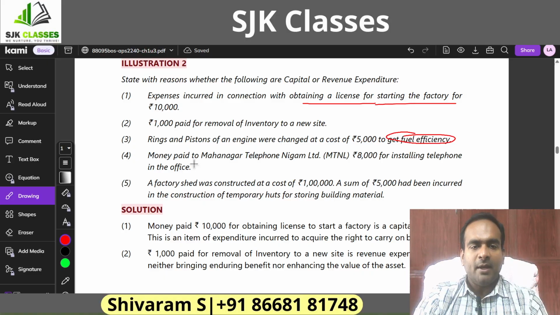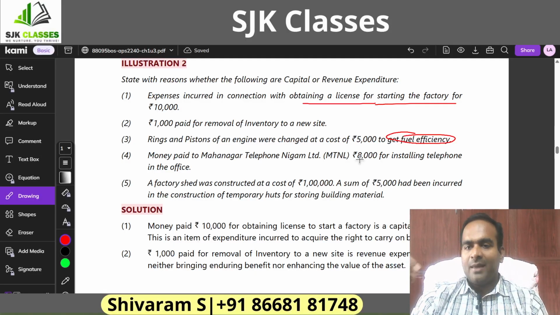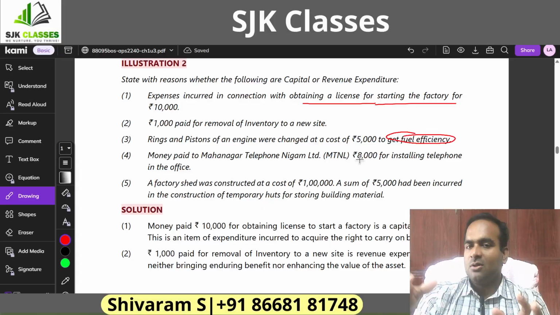Next one, money paid to MTNL, 8,000 for installing telephone in the office. So I am paying 8,000 rupees for installation of telecom equipment in my office. Now, this 8,000 is something like a security deposit. Previously, when I got a new telephone connection, I had to keep some amount as security deposit. So will this be called a capital expenditure or revenue expenditure? That's the question they're asking here.